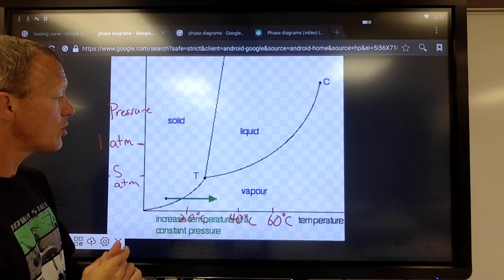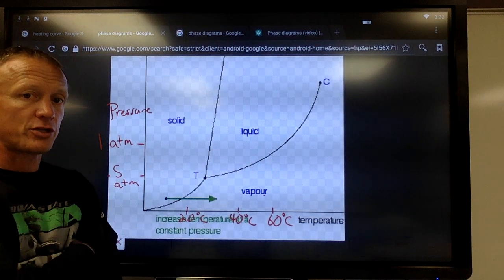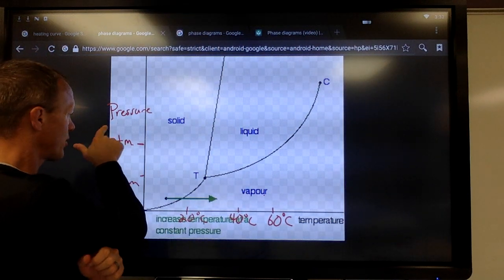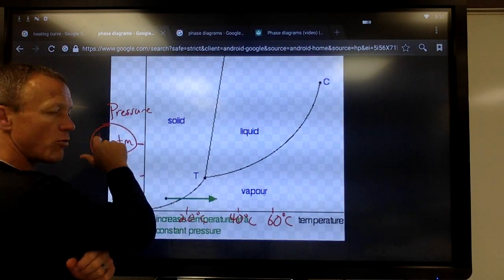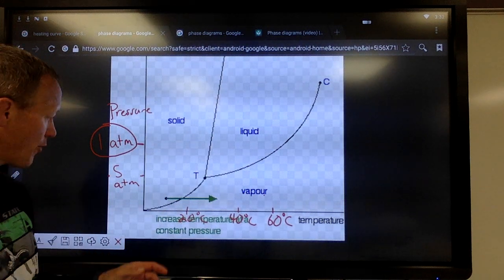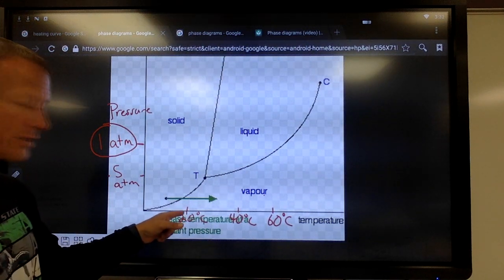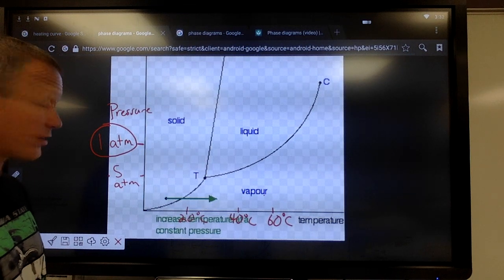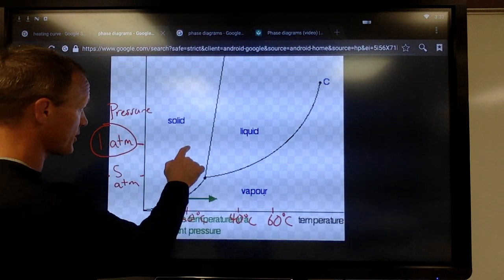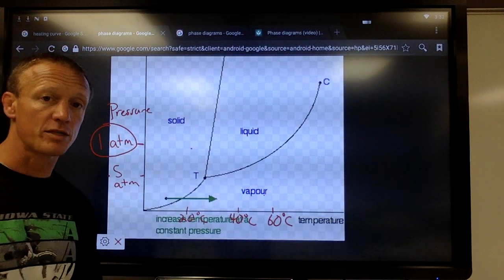If I ask you at room conditions, so room conditions are basically like 1 atmosphere. This is basically our room conditions. We're about 1 atmosphere pressure, and we're around 20 degrees Celsius, maybe 25 degrees Celsius. So at room conditions, 1 atmosphere, 20 degrees Celsius, about right there, this substance would be a solid.